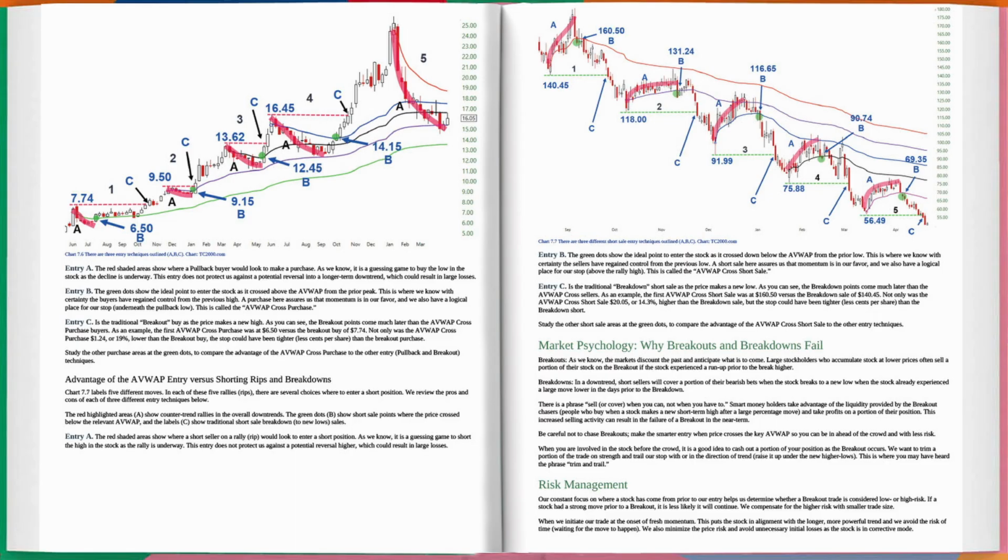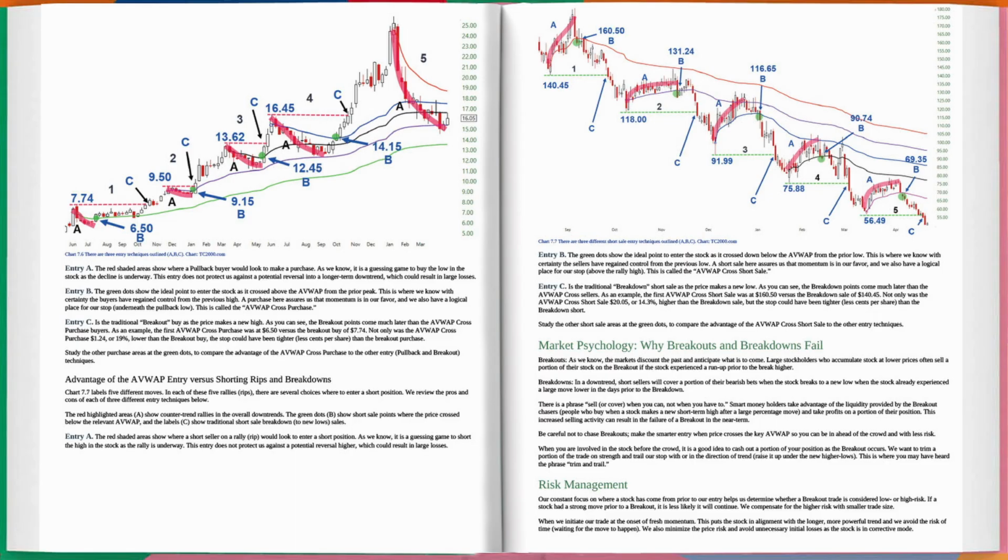Not only was the AVWAP cross-purchase $1.24, or 19%, lower than the breakout buy, the stop could have been tighter, less cents per share, than the breakout purchase. Study the other purchase areas at the green dots to compare the advantage of the AVWAP cross-purchase to the other entry, pullback, and breakout techniques.